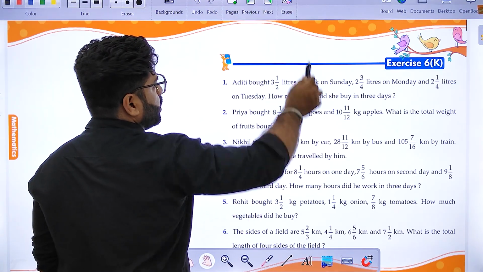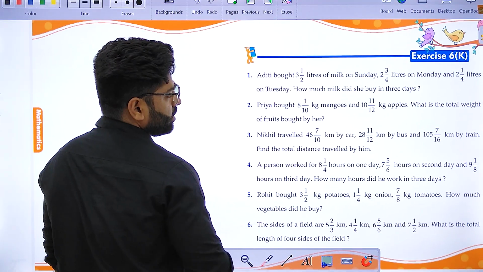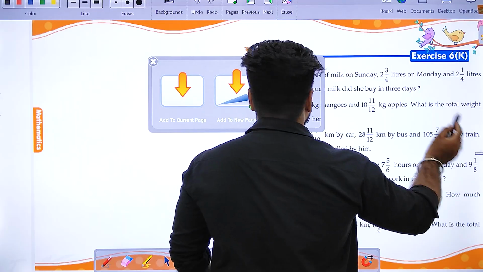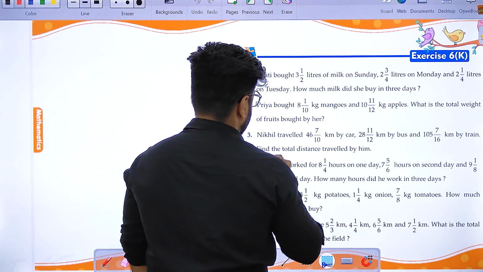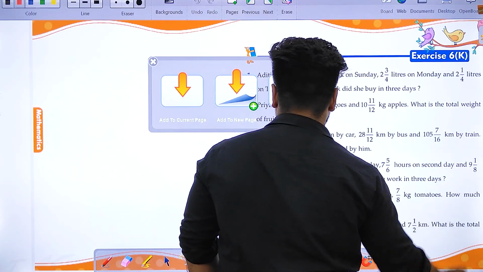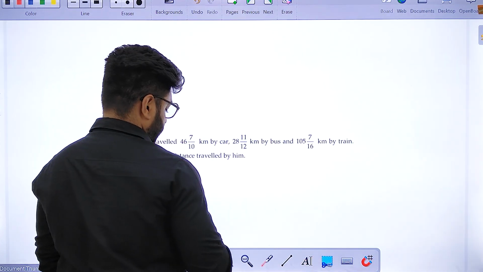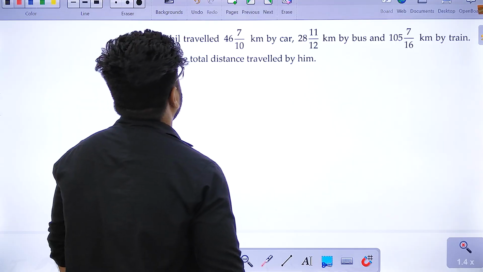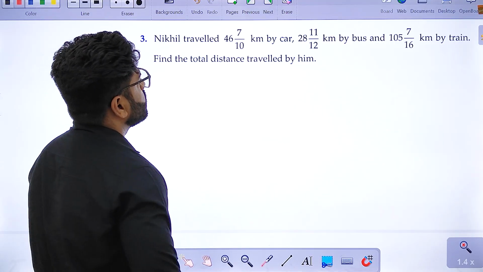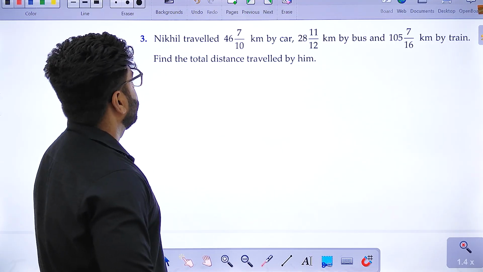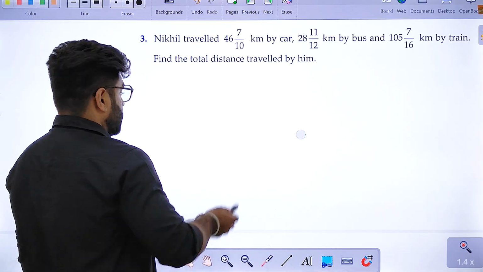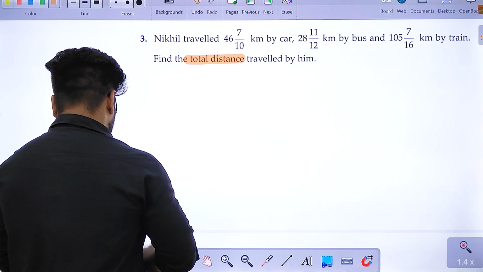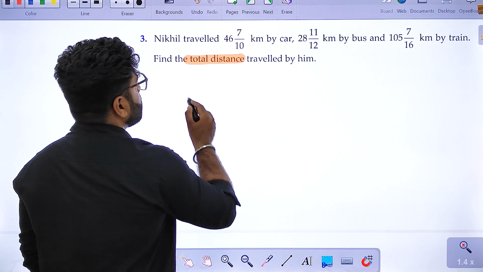Next is problems on fractions. So let's pick one question from here and we have to write the statement also. Okay, here we are having Nikhil traveled this kilometer by car and this by bus and this by train. Find a total distance. So we have to find out the total distance. So we are going to just add them all. So let's write the statement first.